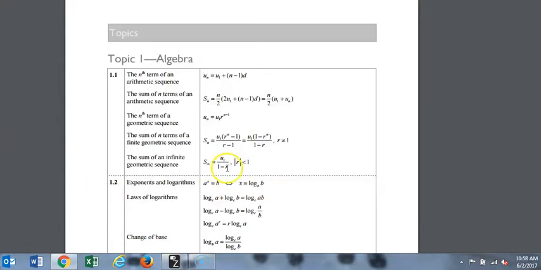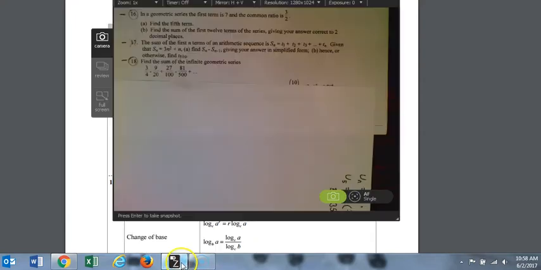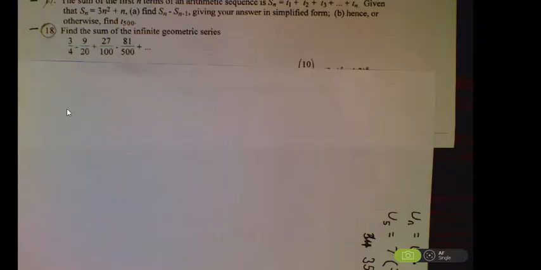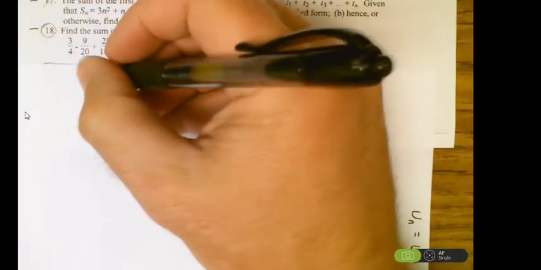But again, quick look at the formulas. So right here, you got the infinite sum. This is only doable if the common ratio is between -1 and +1. So that's what this is telling you right here. If your common ratio is outside of those boundaries, then this formula doesn't work, and it's just not possible to do that.